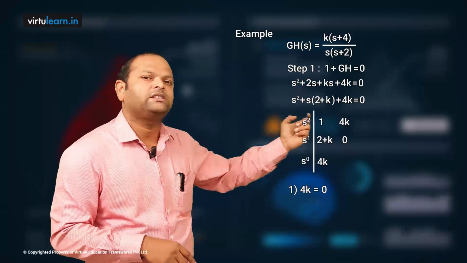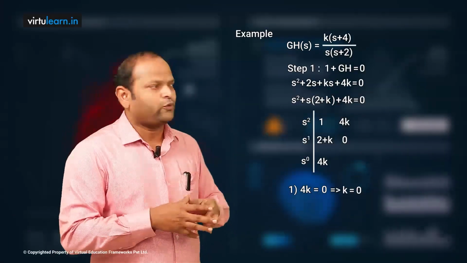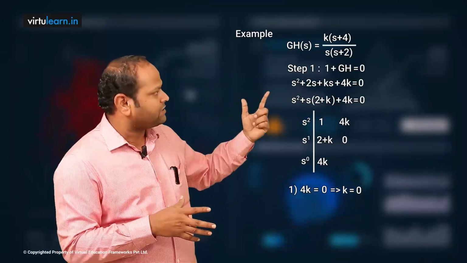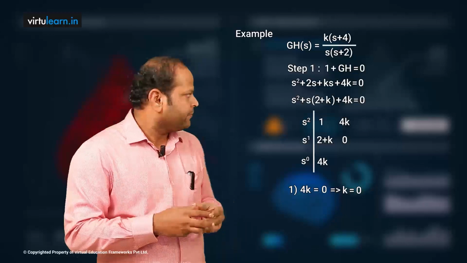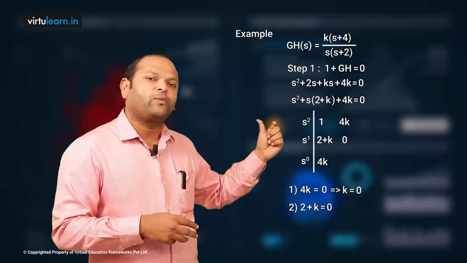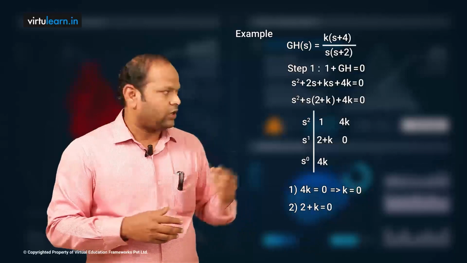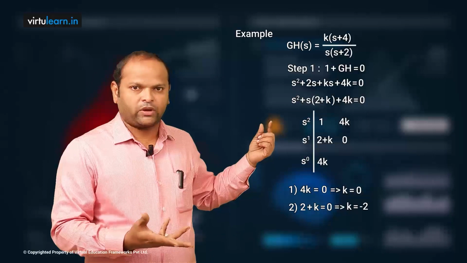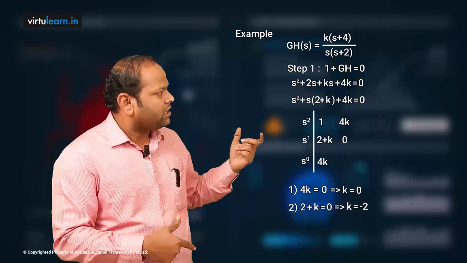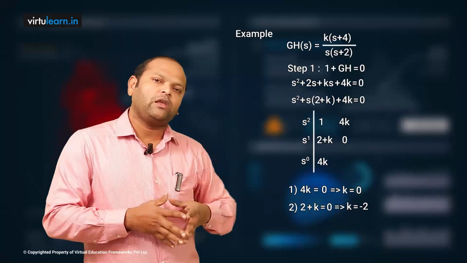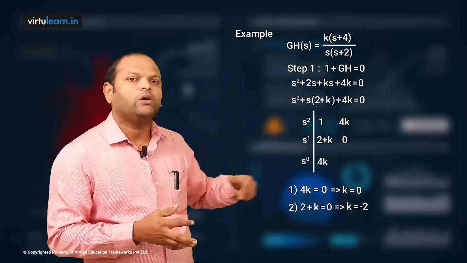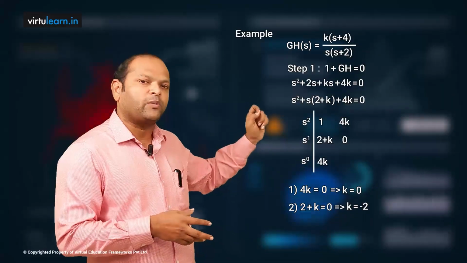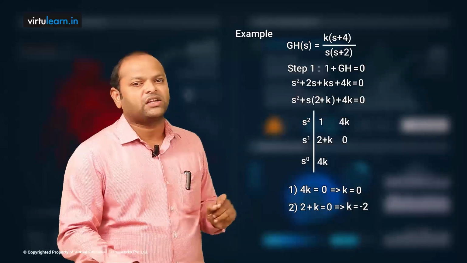The first one is s power 0: 4K is equal to 0, K is equal to 0. When you put K equal to 0, the last row is only 1, 0, but we should take the s power 1 row, therefore this row cannot be 0. Let us take the second condition: 2 plus K is equal to 0, the K value is minus 2. So K cannot be negative, K should always be positive and real. That means with all positive values of K, we cannot make any row with all 0 elements. What does it mean? It indicates that in this particular problem there are no imaginary crossover points.